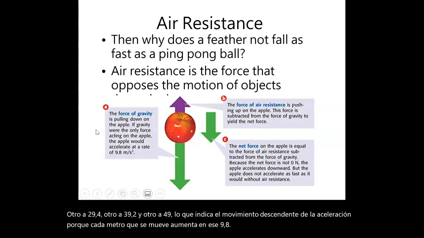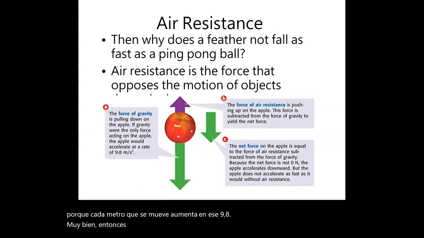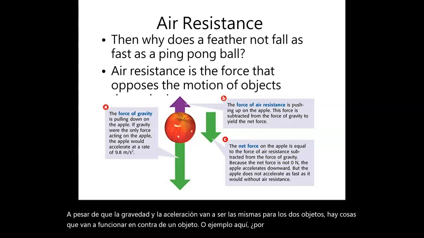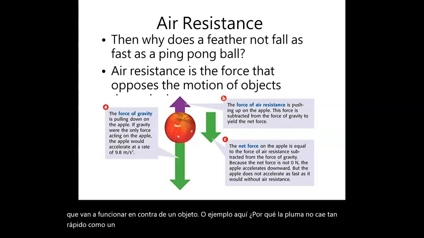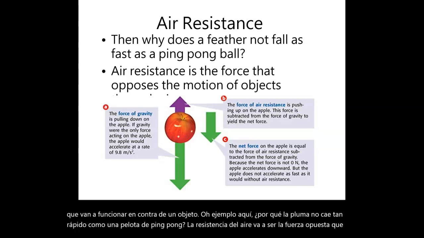All right, then we have air resistance. So even though gravity and acceleration are going to be the same for the two objects, there are things that are going to work against an object. For example, why does a feather not fall as fast as a ping pong ball? The air resistance is going to be the opposing force that causes the objects to be different.